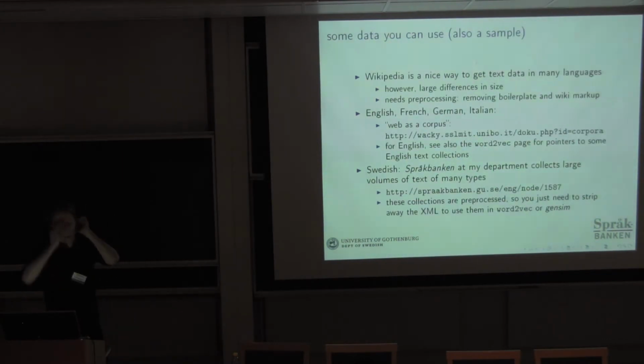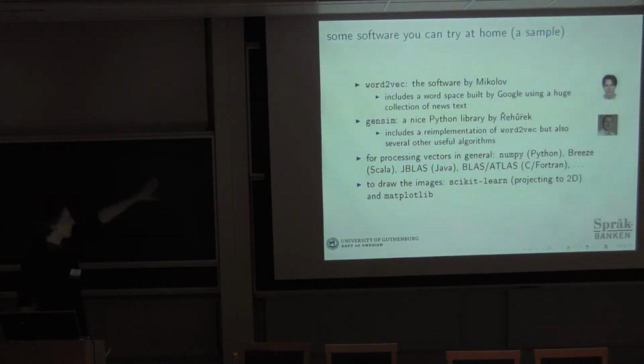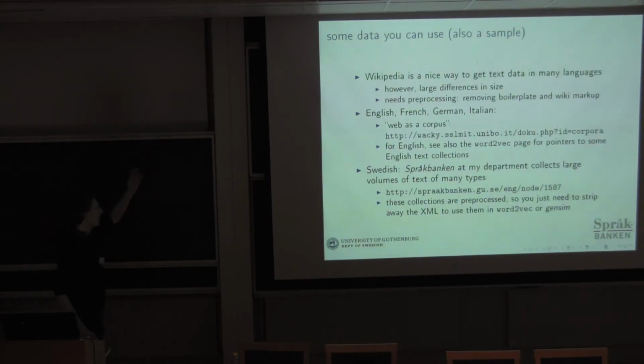Okay, so if you want to use this at home, then you of course also need text, if you don't use Google's pre-trained model. So how do we get text? It depends on what language you're interested in. Wikipedia is always a good option, because it is fairly large for many languages, including some languages which don't have much text in other contexts.